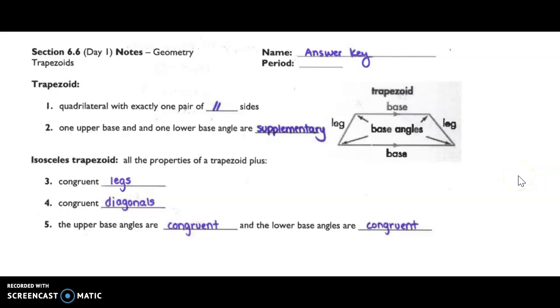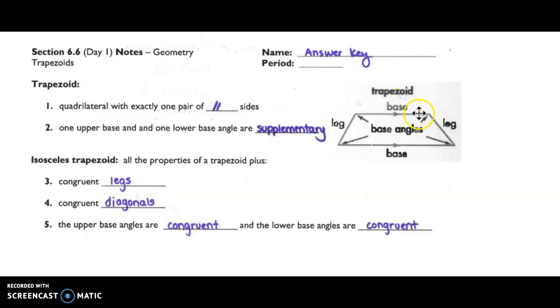Alright, here's a video going over the notes for 6.6. There are two parts. We're going to go over a couple of shapes here. So just jumping right into it, trapezoids. You may have seen a trapezoid before and you know what it looks like, but here are the properties that you need to know.